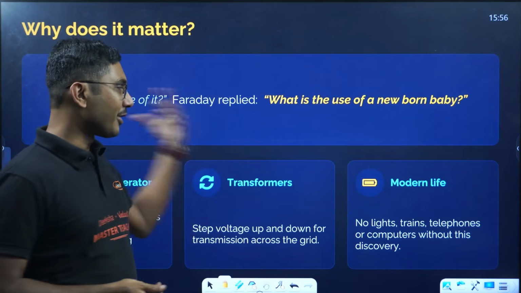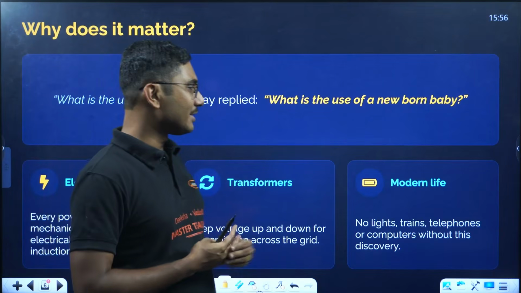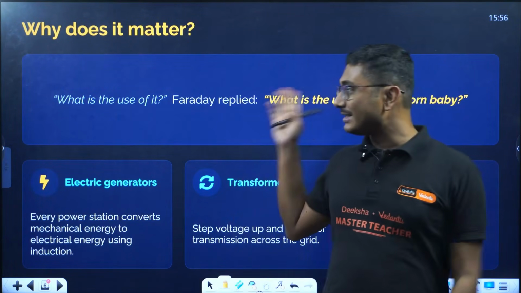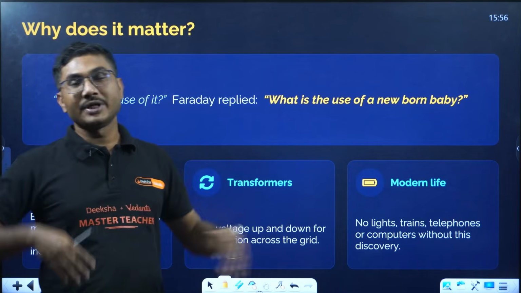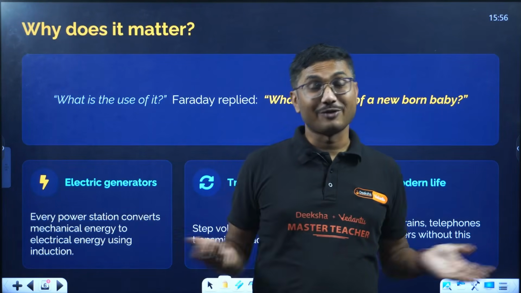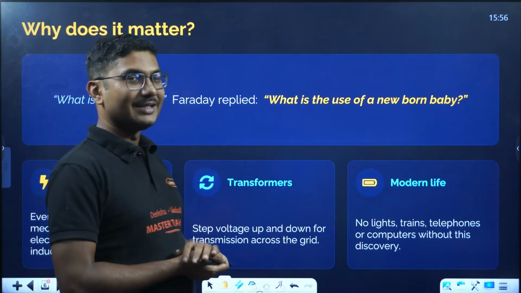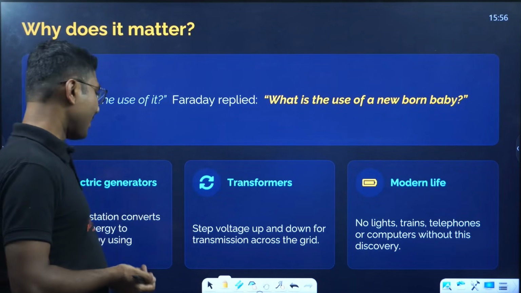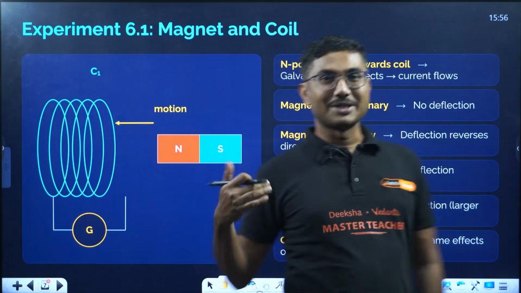Now, in modern life, there would be no lights, no trains, telephones or computers without this discovery. So basically this discovery helped us build our modern society. It is the pioneer of our modern society. Without this we would have nothing, right? We would still be in the ancient ages. This is one of the major discoveries by Faraday, and that baby has now grown into a well-established man.